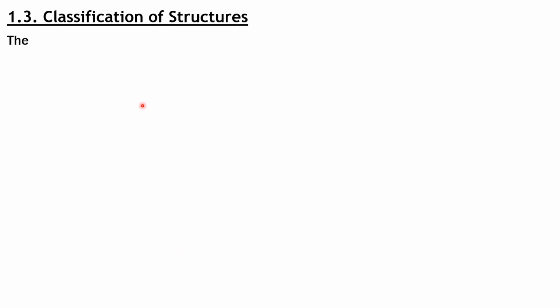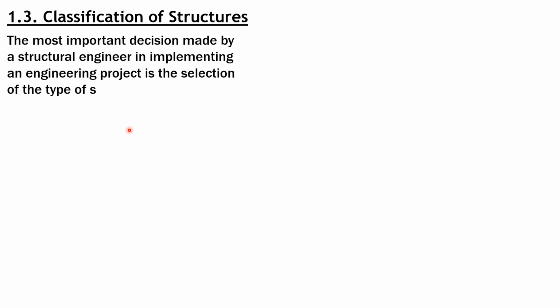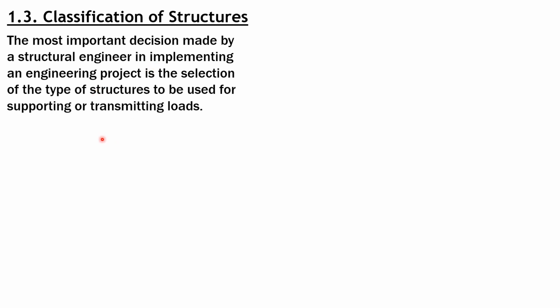Next, we have classification of structures. The most important decision made by a structural engineer in implementing an engineering project is the selection of the type of structures to be used for supporting or transmitting loads.